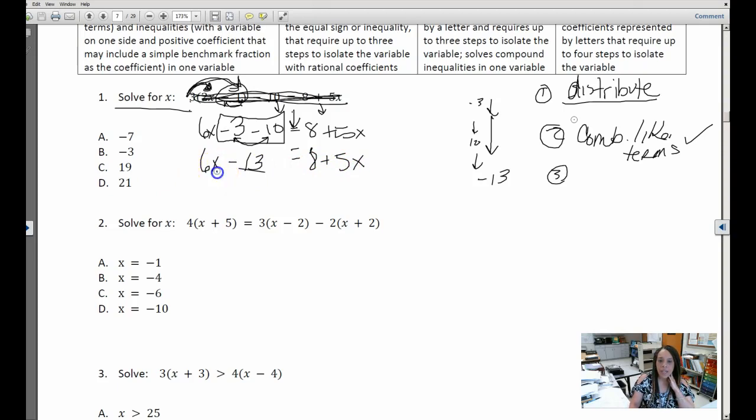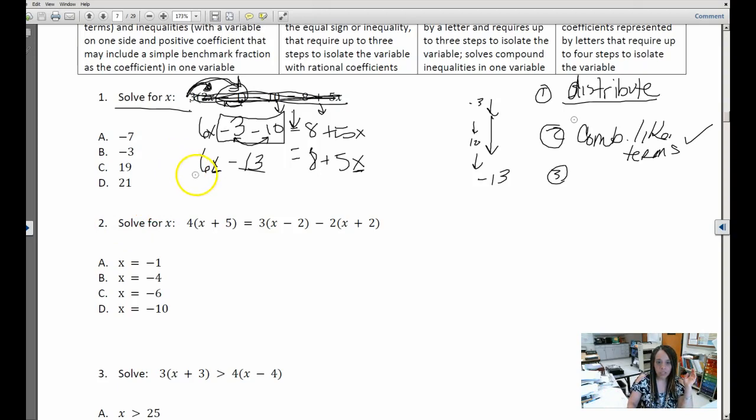Here, I notice that I have an x on the left side of the equation, and I have an x on the right side of the equation. Those have to come together because we can only solve for one x. We can't solve for both of them. They are the same. So in order to do that, I'm going to have to get one guy over to the other side. So we have to make a decision.